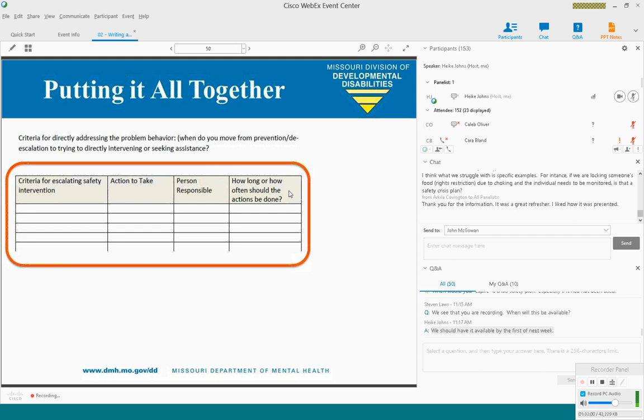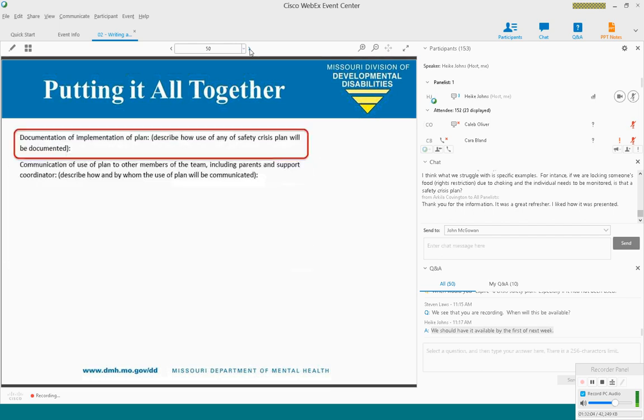And then the last parts of the safety crisis plan template that's included in the directive is how are you going to document that you've implemented this plan? So how are you going to use it? How are you going to document that you have used it? Where will it be documented at? And finally, how are you going to communicate the use of the plan?